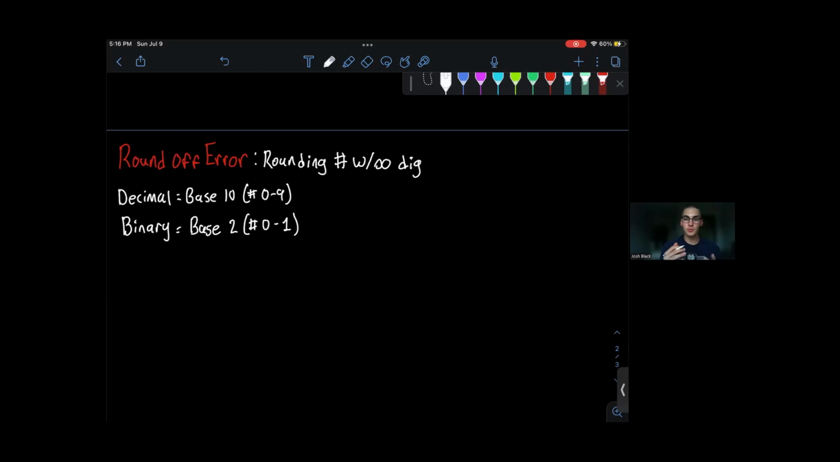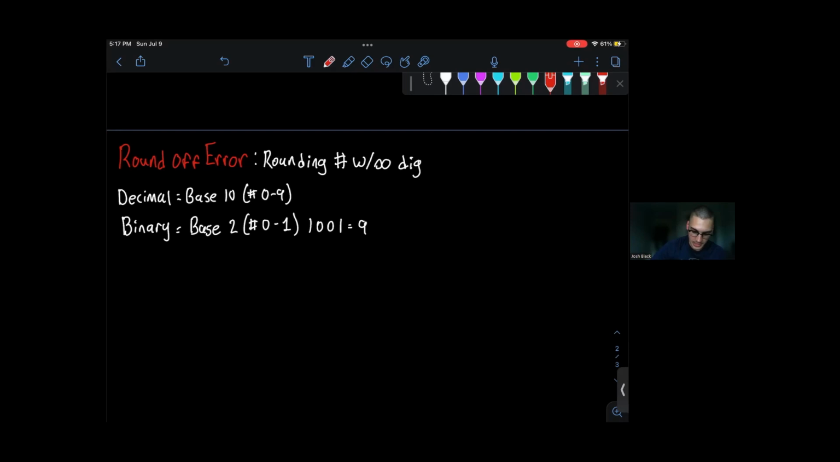Now, the way you read binary is you take the numbers, you multiply by 2 and raise it to the power of whatever place it's in, starting from the right-hand side being 0, going all the way over to the left-hand side. For example, the binary number 1001 is actually equal to the decimal number 9.